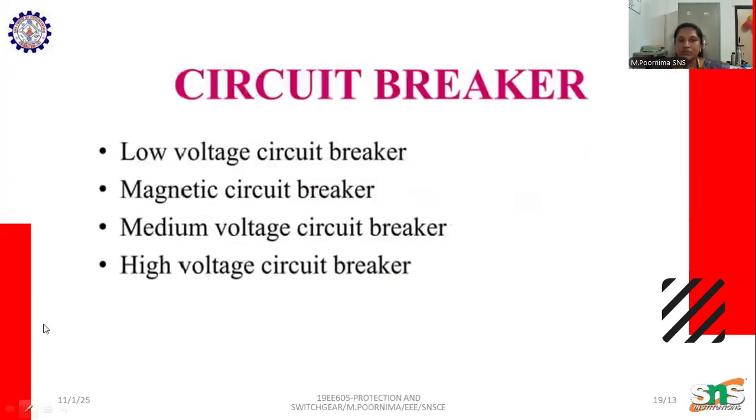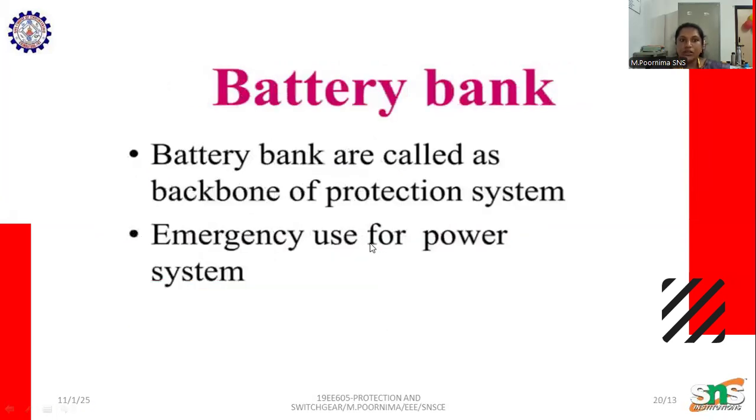Okay, next is the circuit breaker. We have many types of circuit breaker: the low voltage circuit breaker, the magnetic circuit breaker, the medium voltage circuit breaker, and the high voltage circuit breaker. These are the four types. Here comes the battery bank. What is the usage of the battery bank? The battery bank is called the backbone of protection systems. It provides emergency supply for protection systems and for power systems.